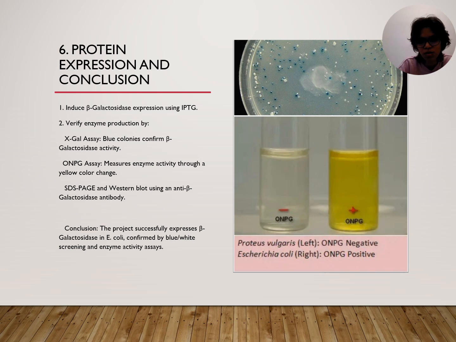So here in the picture we can see the blue colonies were formed. Those we can confirm as beta-galactosidase. In the picture below, there are minus ONPG and plus ONPG. The positive one, which is yellow, is measuring enzyme activity through the yellow color change.